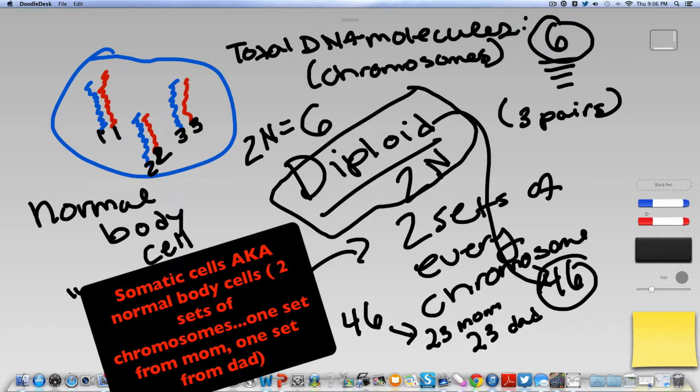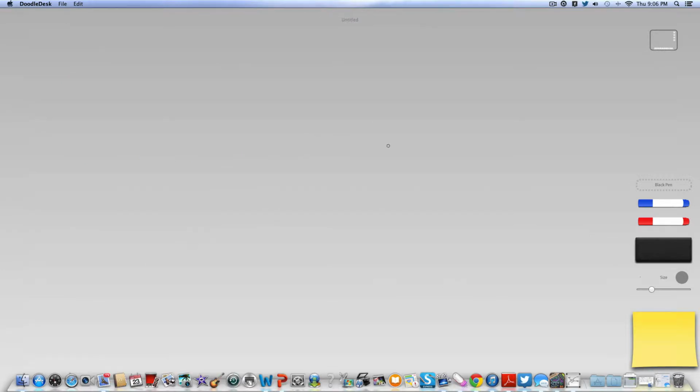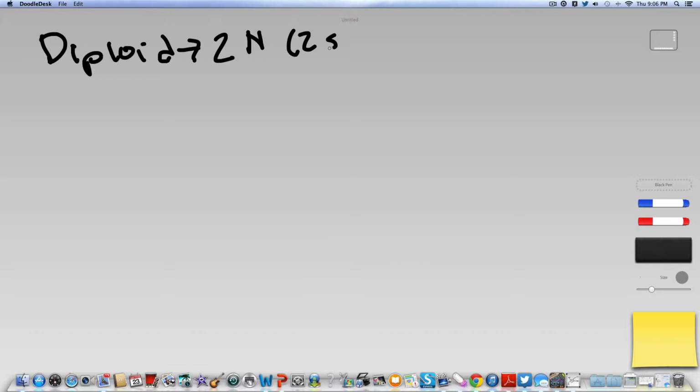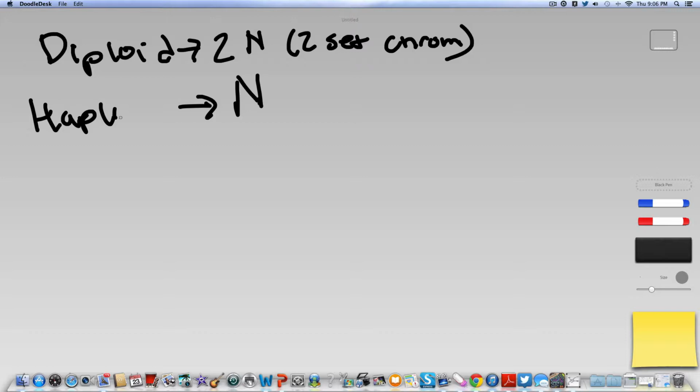Now there's another word that you do need to know, and that other word is haploid. So we'll go ahead and put diploid up here. Diploid was 2N. All that meant was 2 sets of our chromosomes, and those are in all of our body cells. Now, if we only have 1 set of chromosomes, we say it's N, and we refer to that as haploid. Haploid is only 1 set of chromosomes.